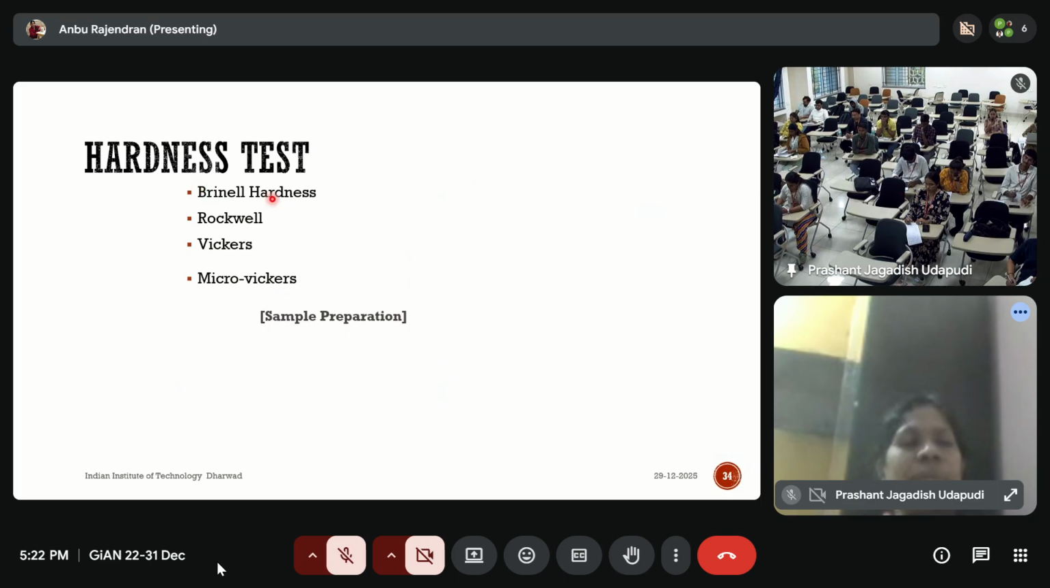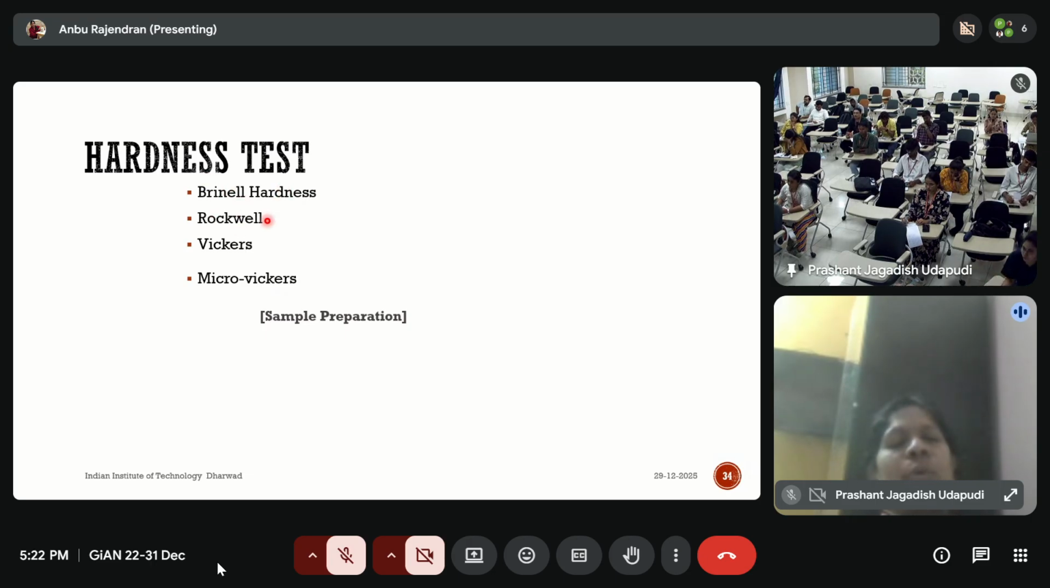So Brinell is one of the suitable methods for that. If the sample is very thin and very brittle in nature, then it is not suitable. You have to move to other methods, because in the Brinell test you will apply about 1 kg to 10 kg load.